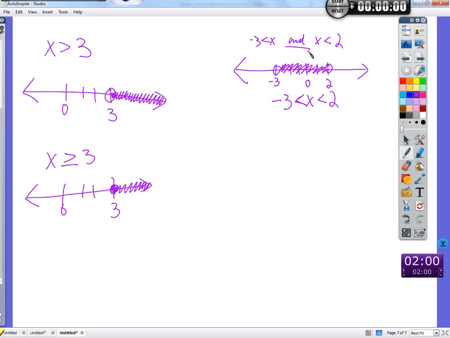Can a number be greater than negative 3 and less than 2 at the same time? Yes. But can a number be less than negative 3 and greater than 2? Like one number do that? Not at the same time. So this we would say x needs to be less than -3, not and, but or x needs to be greater than positive 2.